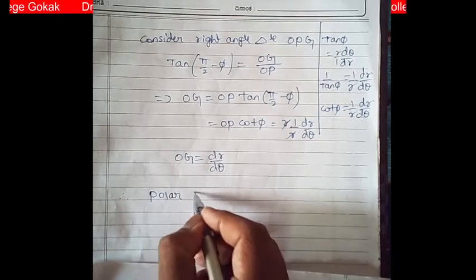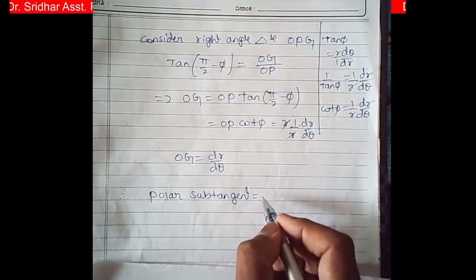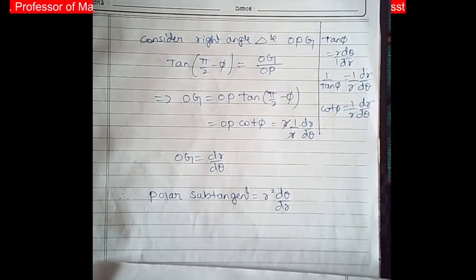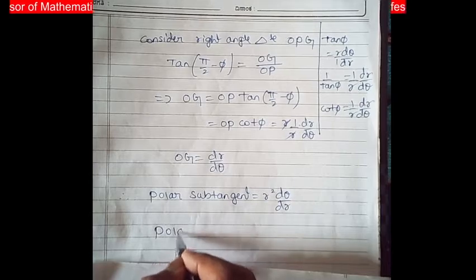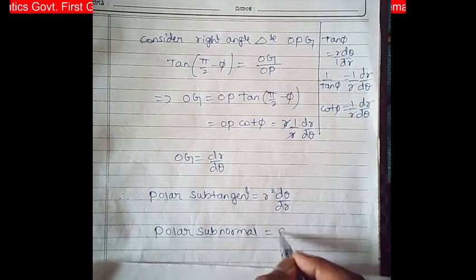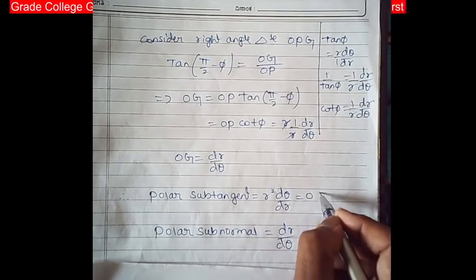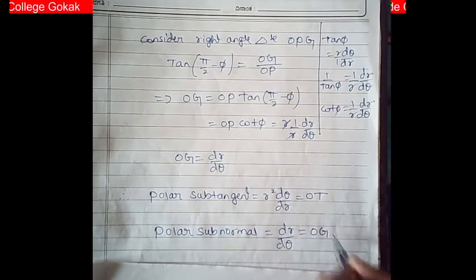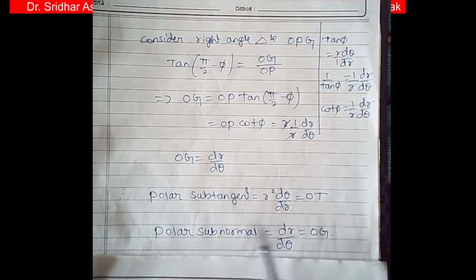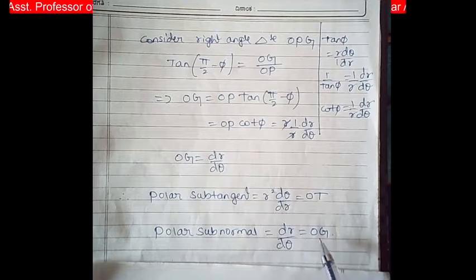Polar subtangent is equal to R square d theta by dr. Then polar subnormal is equal to dr by d theta. So polar subtangent means it is OT. Polar subnormal means it is OG. Clear? So polar subtangent is given by the formula R square d theta by dr, and polar subnormal is given by dr by d theta.